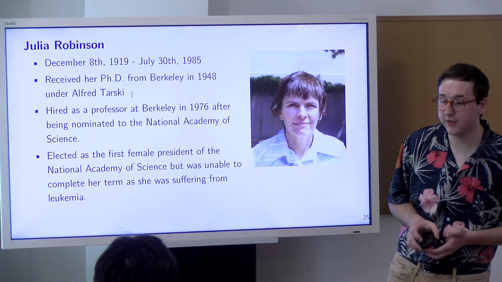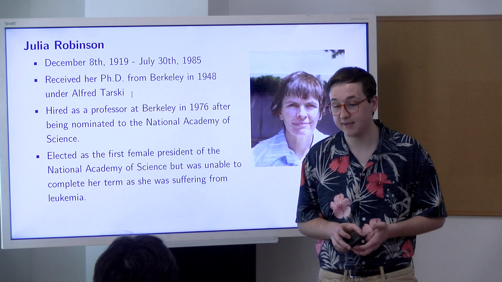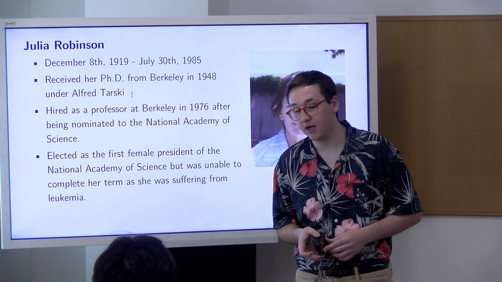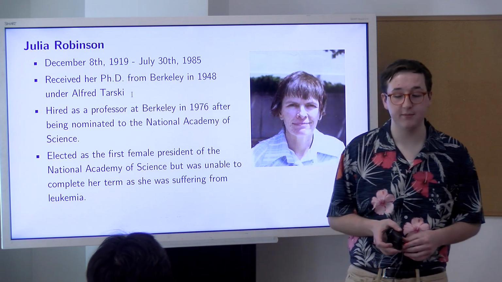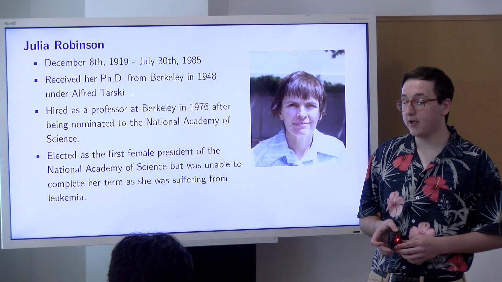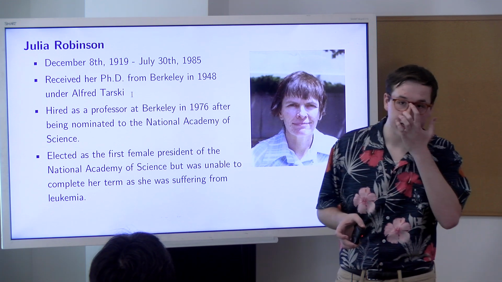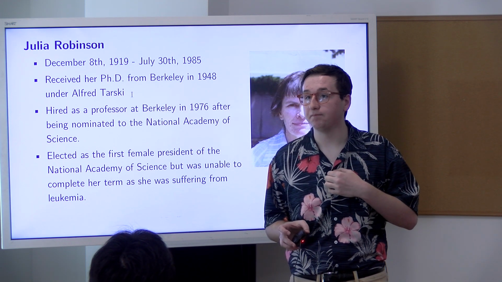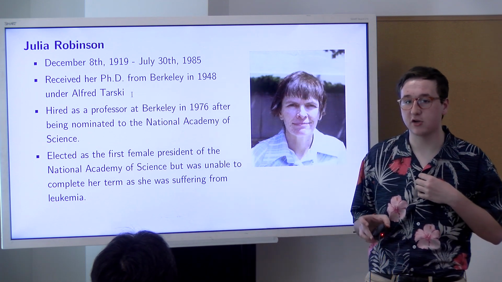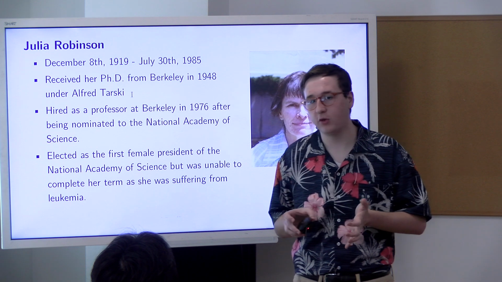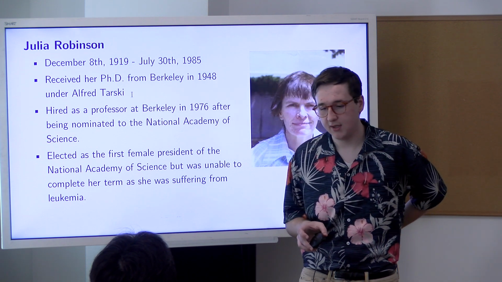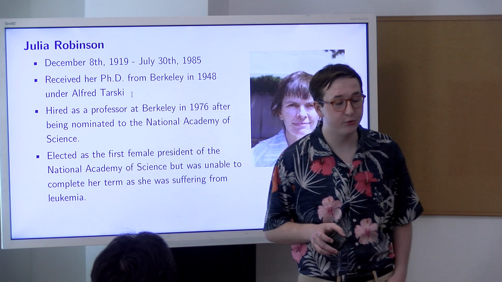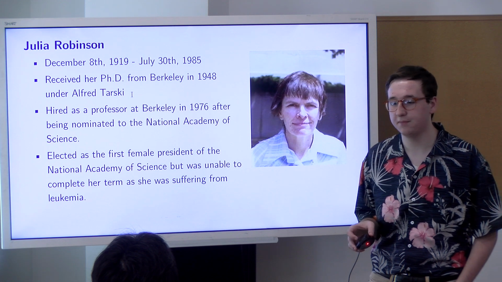The next important person is Julia Robinson. She was born December 8th, 1919. She received her PhD from Berkeley in 1948 under Alfred Tarski, who's another well-known mathematician. She was hired as a professor at Berkeley after they learned she was nominated to the National Academy of Science. Initially she wasn't allowed to be a professor because her husband was also a professor in the math department, and they had a rule against having husbands and wives in the same department. And then she was elected as the first female president of the National Academy of Science, but she died of leukemia the third year of her term, so she couldn't complete it.